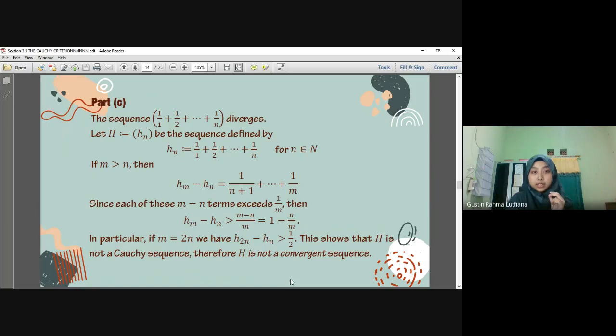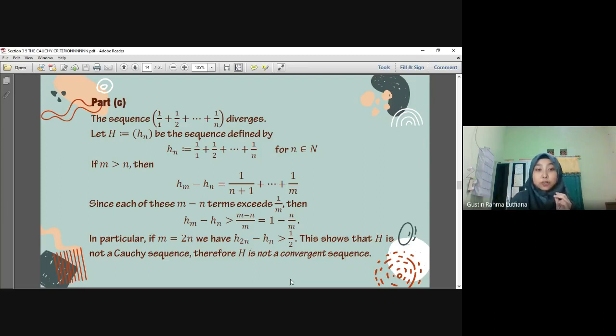We have part C: the sequence 1 over 1 plus 1 over 2 until plus 1 over n diverges. Let h equal hn be the sequence defined by 1 over 1 plus 1 over 2 until plus 1 over n for n an element of the set of natural numbers. If m is greater than n, then hm minus hn is equal to 1 over n plus 1 plus and so on until 1 over m.